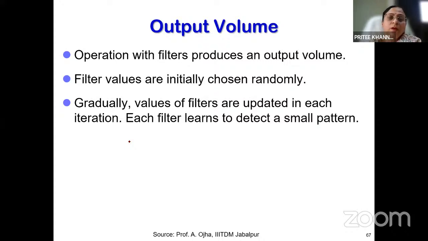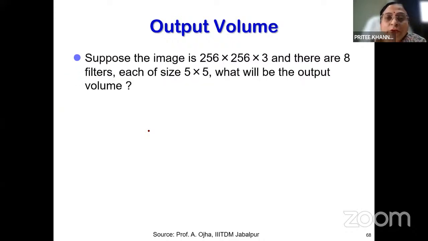So what happens? This operation with the filters, as I told you, reduces the output volume. The filter values are initially chosen randomly, and gradually these filter values are updated. At the end, we will say that this filter has learned to detect a small pattern. So let us talk about output volume. Your picture is 256x256x3, and let us say we are using 8 filters, each of size 5x5. What will be the output volume?